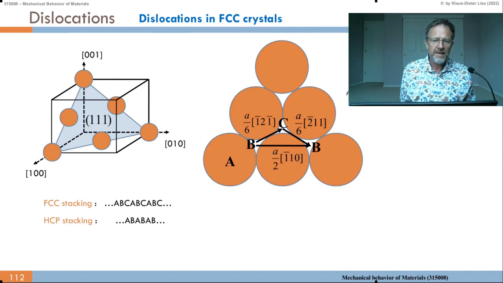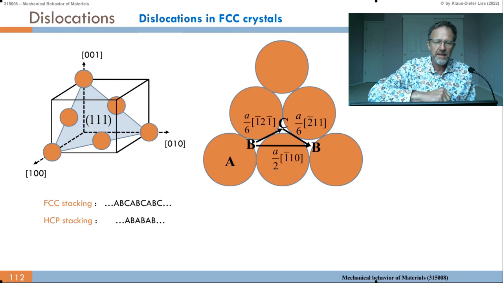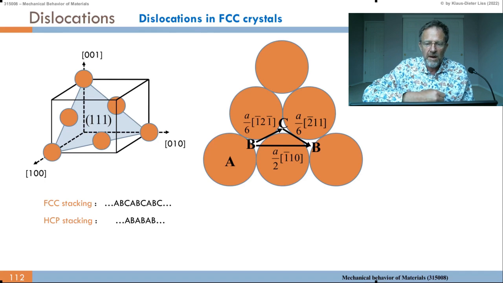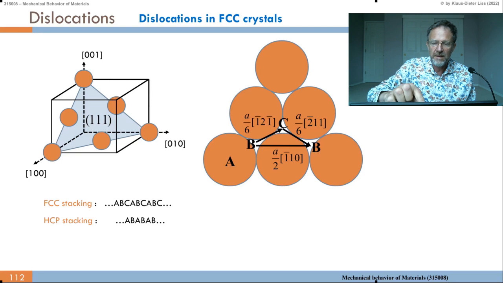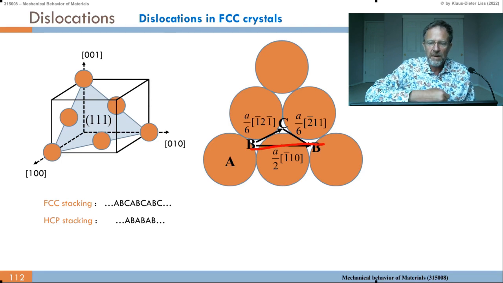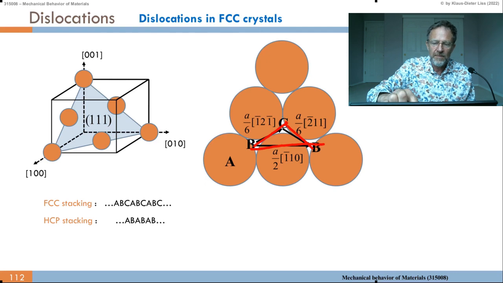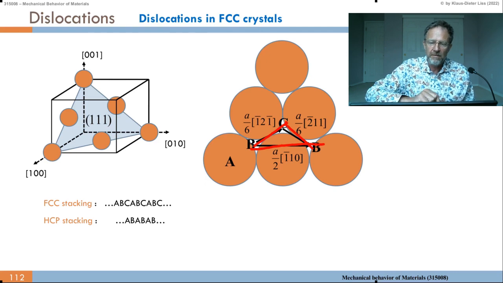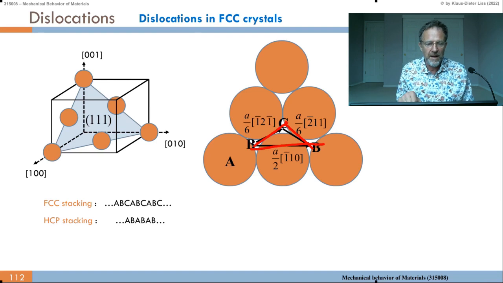To resume, this is an FCC crystal where we have the 111 planes as shown here to the left. If you look on top of the 111 plane and we introduce dislocations, then we have a Burgers vector. So we go from position B to B prime. But we can also go from B to C and C to B, which corresponds to a movement in two steps from B to B prime.